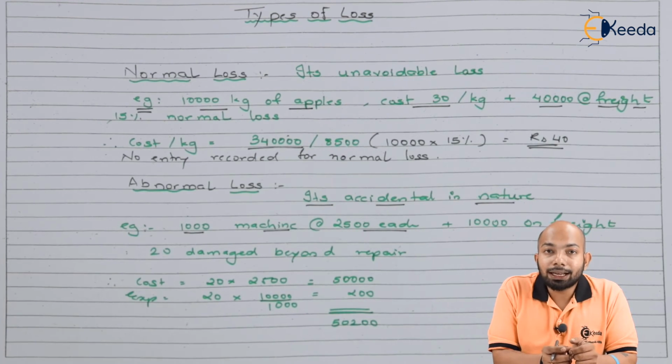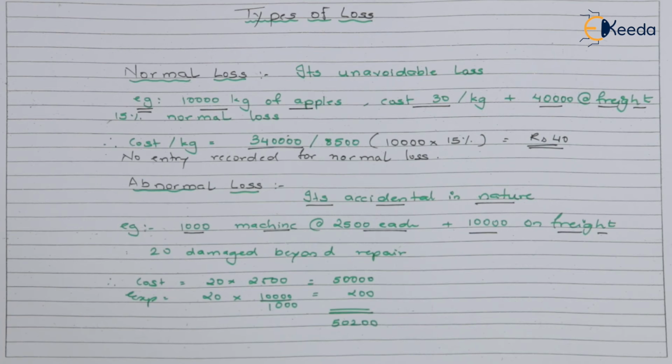Supposedly 10,000 machines are sent out, each costing 2,500, plus 10,000 freight on it. That means a delivery charge of 10,000 on it. Now due to some abnormal loss, we figured out that 20 units, that means 20 machines, are beyond repair. That means they're damaged so much that they cannot be sold again. So out of the whole lot of machines, 20 are gone and cannot be sold. To ascertain the cost of those 20 units, you have to take the cost of that specific machine plus the expense incurred to send those 1,000 machines in the first place.